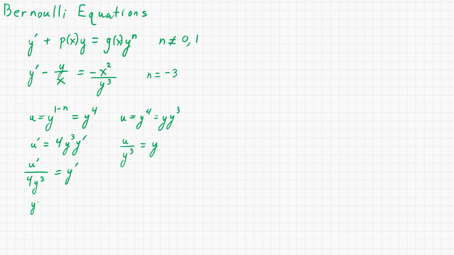So now we're going back to the original. We have y prime minus 1 over x times y equals negative x squared over y cubed. Looks like I ran out of room there, so I'll go up here. I've got y prime, I'm going to substitute with u prime over 4y cubed. So u prime over 4y cubed minus 1 over x. I'm going to substitute the y for u over y cubed. So we've got u over y cubed equals negative x squared, and we're going to leave this y cubed alone.